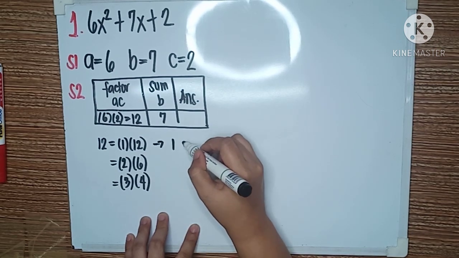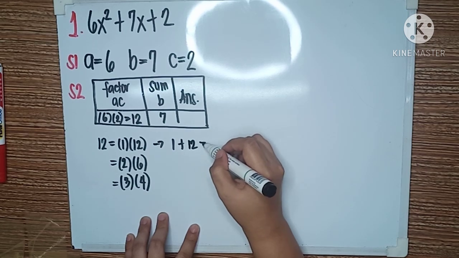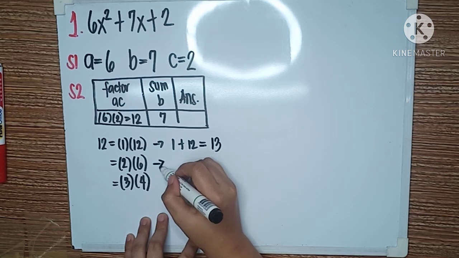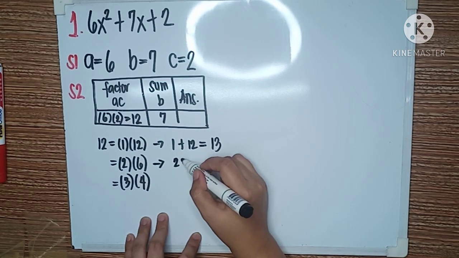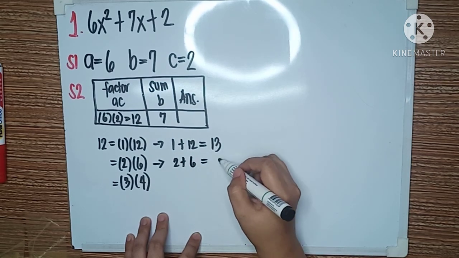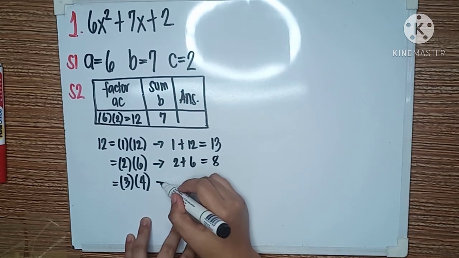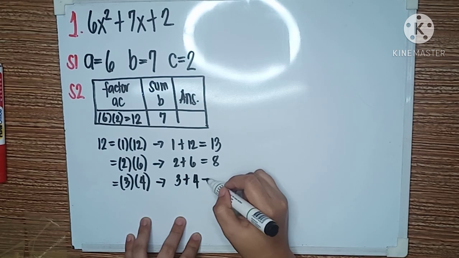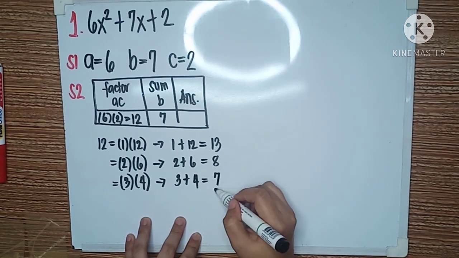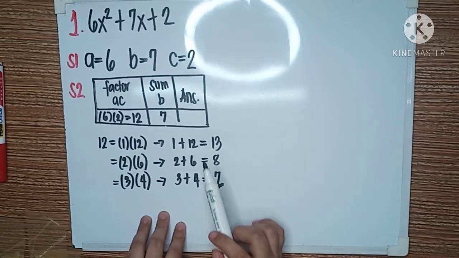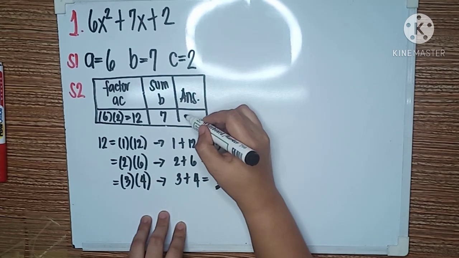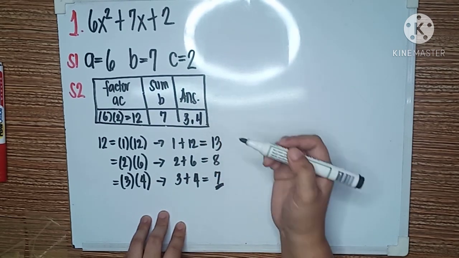So, for 1 and 12, if we add it, the sum is equal to 13. For the second factor, if we add it, the sum is equal to 8. And for the third one, the sum of 3 and 4 is equal to 7. At ito po yung ating hinahanap. Therefore, the factors of 12 whose sum is 7 are 3 and 4.